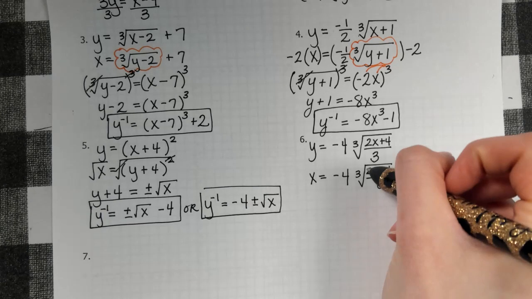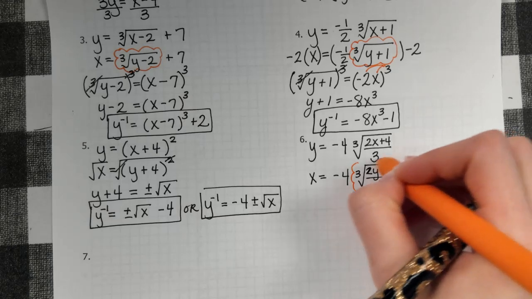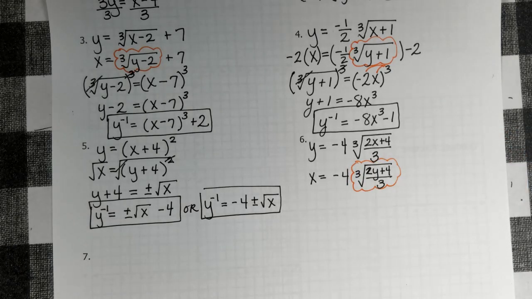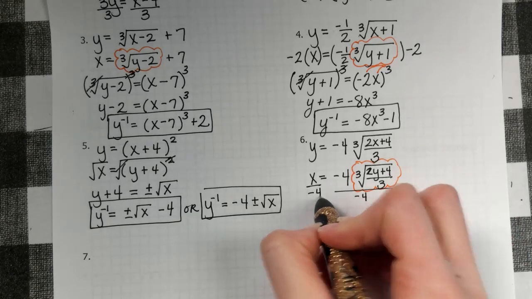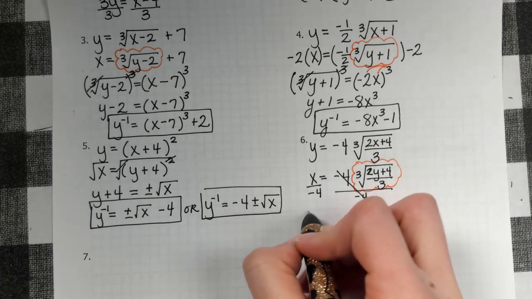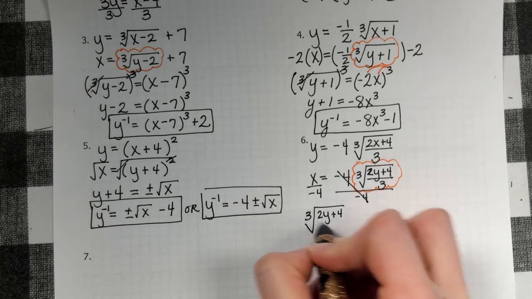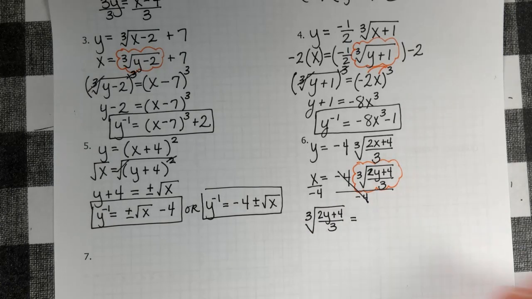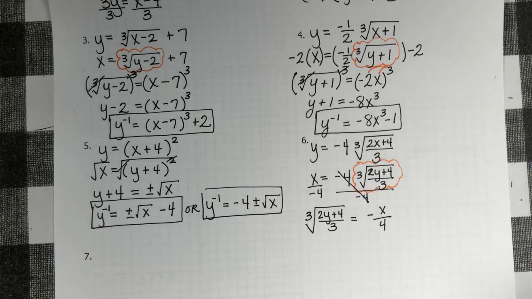Now I want the y. It is under a radical. The radical is not by itself yet. Plus 4. Now what is happening with the radical and the -4? You're multiplying. So what's the opposite of multiplying? I have to divide both sides by -4. Okay, so I've got the cube root of 2y plus 4 divided by 3 equals, now I can write this -x over 4. That's okay right now.